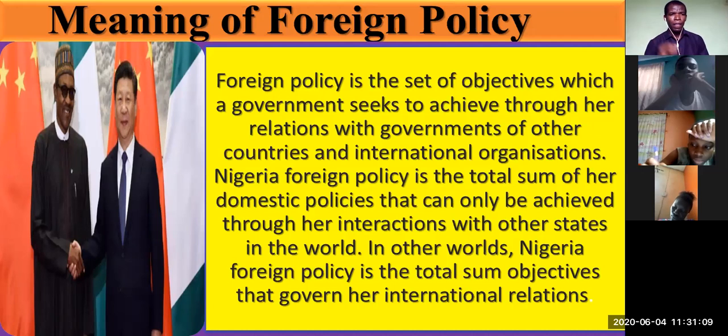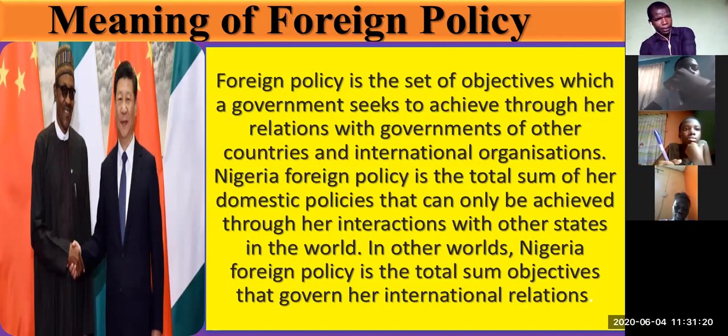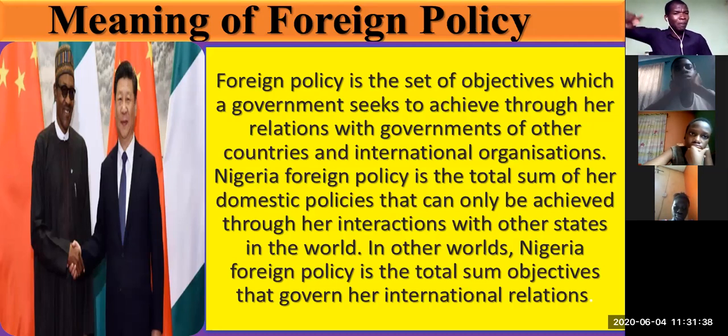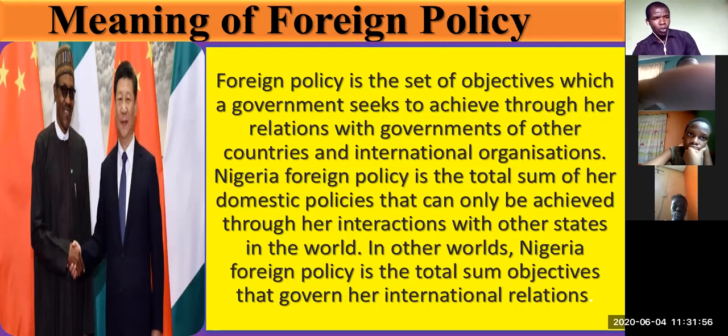A country will make a policy, and in order to achieve those policies, if the things that are required are not within the territorial integrity of the country, then the country decides to interact and relate with other states in the world. So when you relate with other states in the world in order to actualize the objectives of the policies you have made in your country, that policy becomes foreign policy. As simple as that. When we say foreign policy, it does not mean the policy is made outside the country. No. The decisions are made within the country. Just that the objectives to be actualized are not within the power of the country to actualize. You need to relate with other countries in the world to get them achieved. That is why we call it foreign policy.